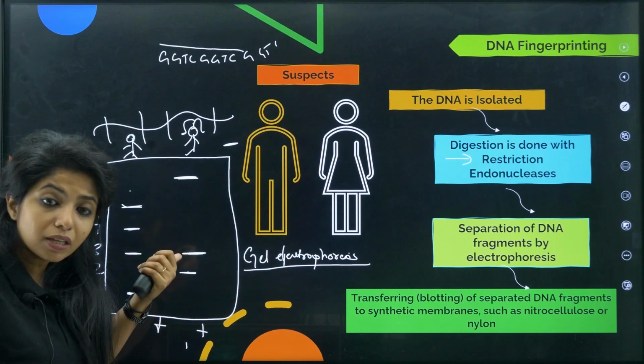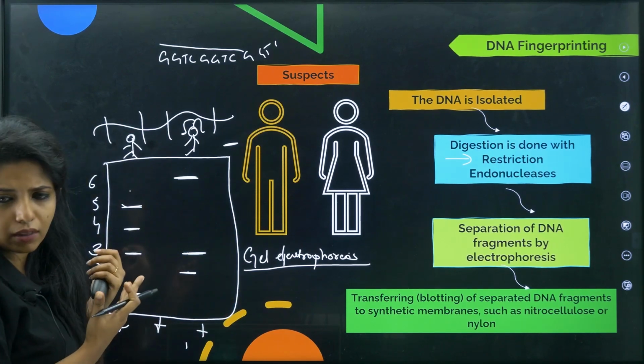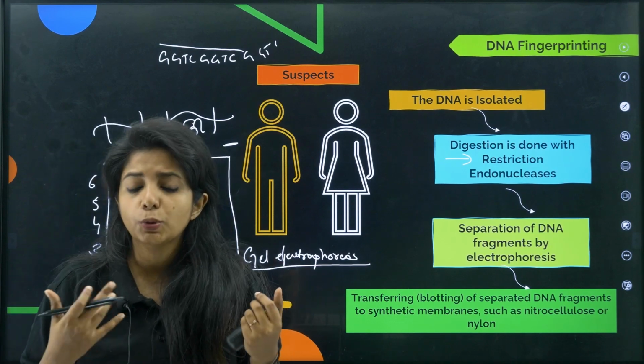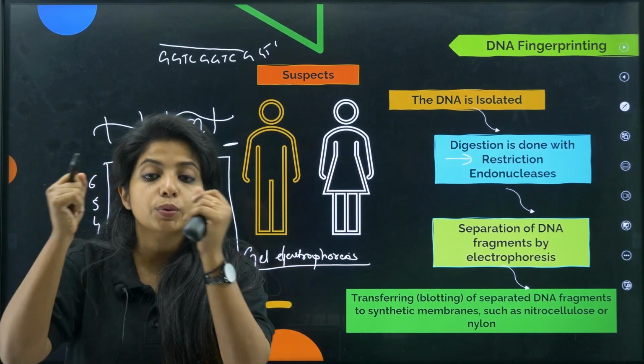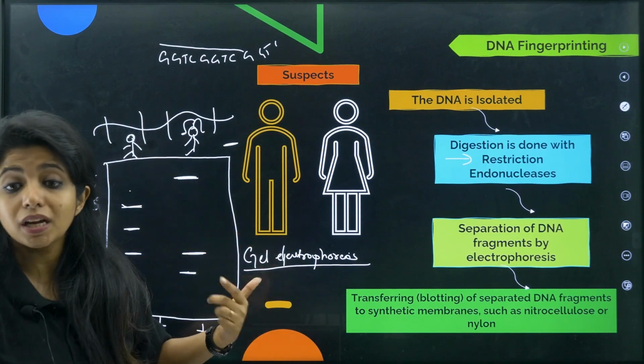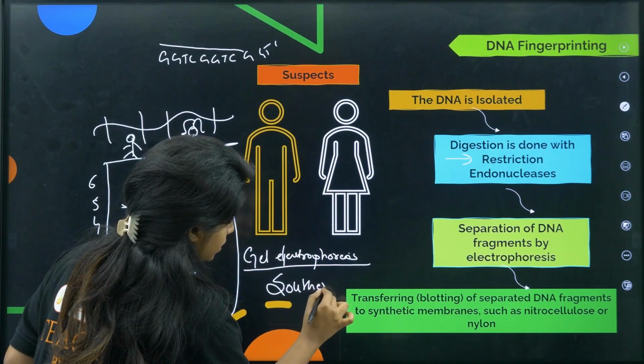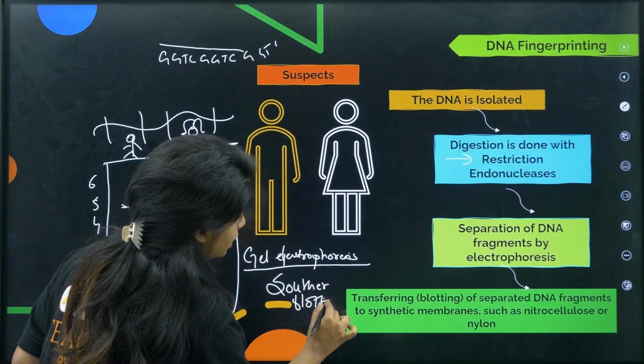separated. But can you see this DNA fragment, children? Will you be able to visualize this DNA fragment? Obviously it is not possible to visualize it like that. So what do we do? We transfer it onto something else so that it becomes visible. This next process is known as Southern blotting, or in your textbook it is just written as blotting.